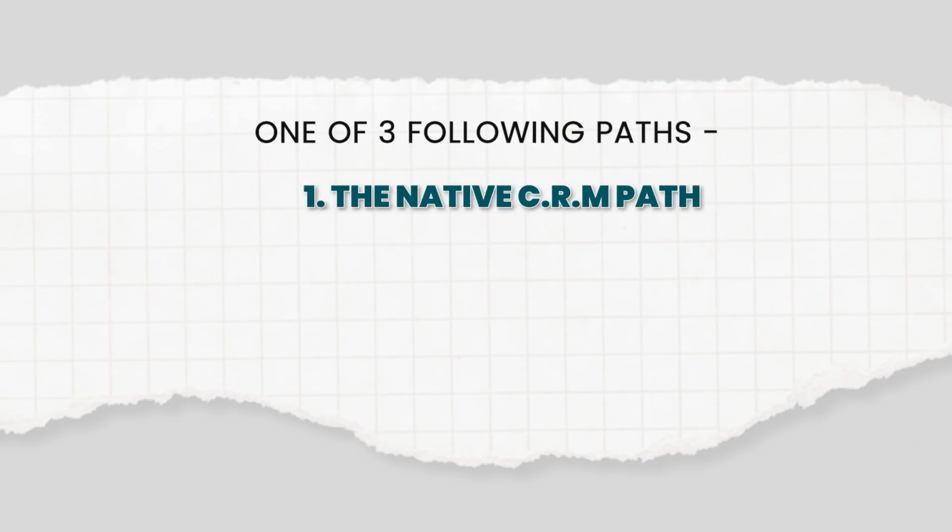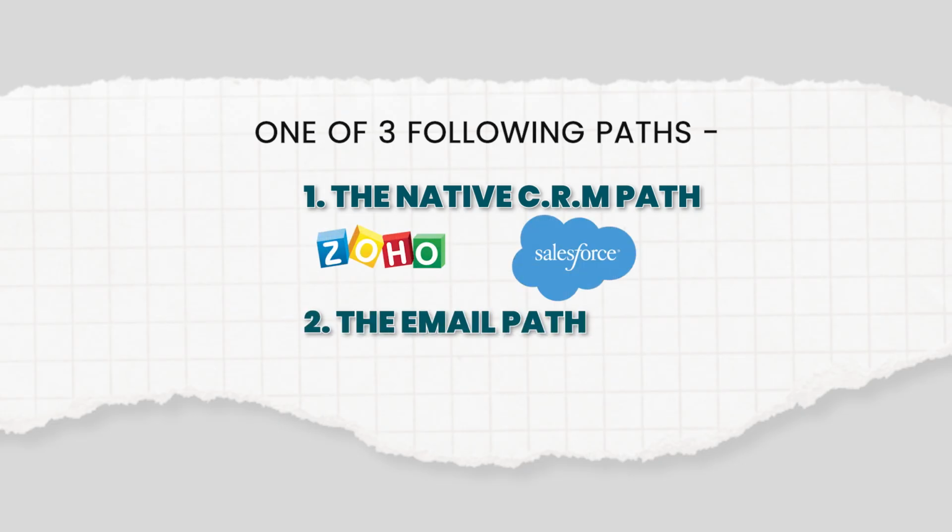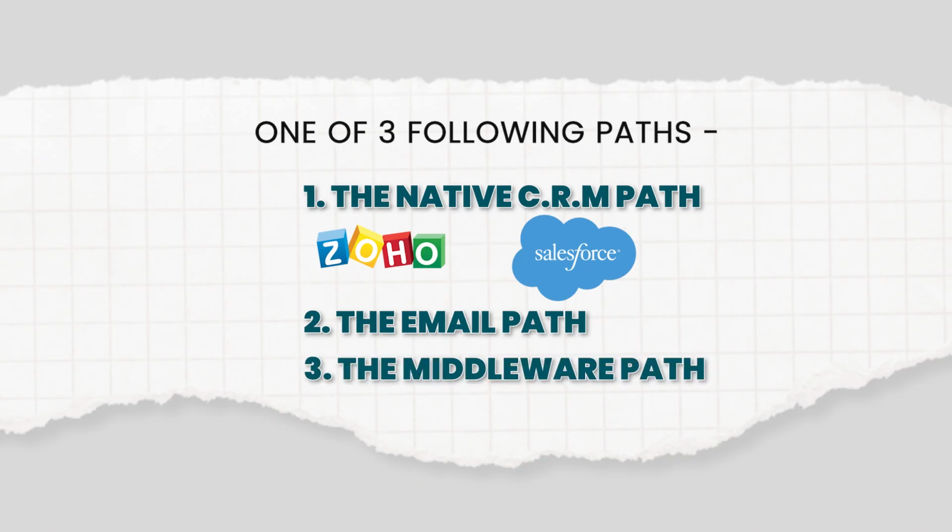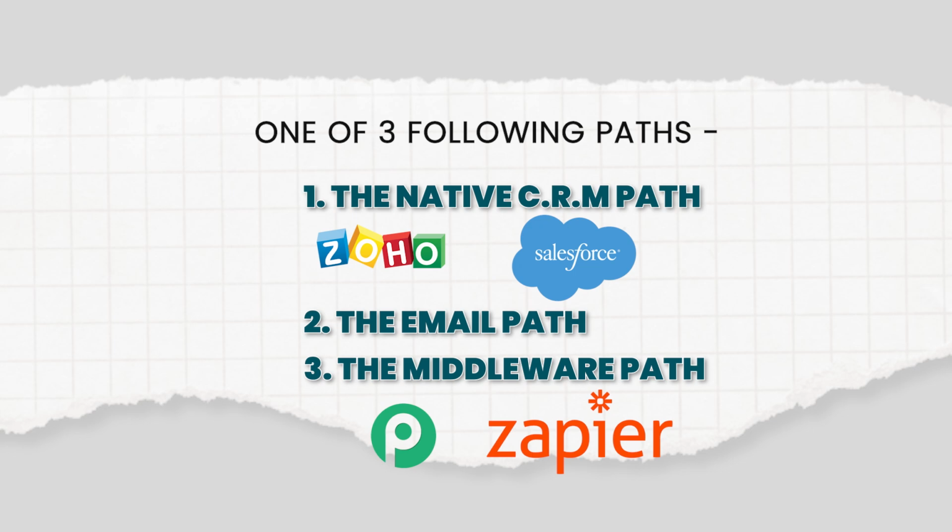When a user fills out a form on your landing page, that lead usually takes one of three paths. 1. The native CRM path. It goes into a professional system like Zoho or Salesforce. 2. The email path. It simply sends an email to the business owner. 3. The middleware path. It uses a tool like Pabbly or Zapier to write the data into a Google Sheet.